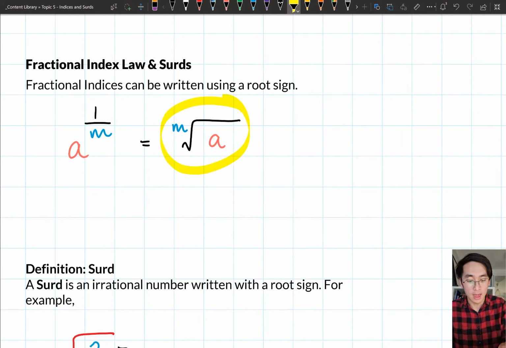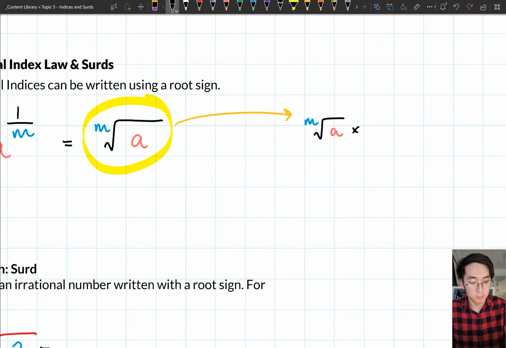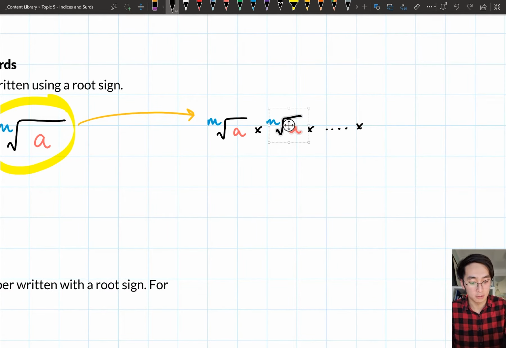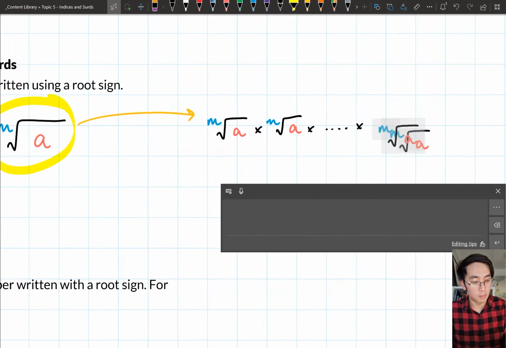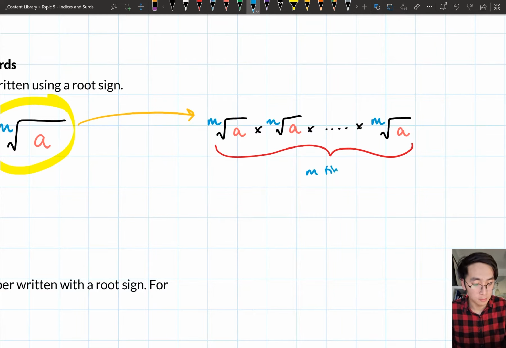Now you might be wondering, what the heck is the mth root of a? Well, the mth root of a, I'm going to write this on the side here. The way this works is that if I took the mth root of a times the mth root of a, and I repeated this multiplication m times, this would result in the letter a again.